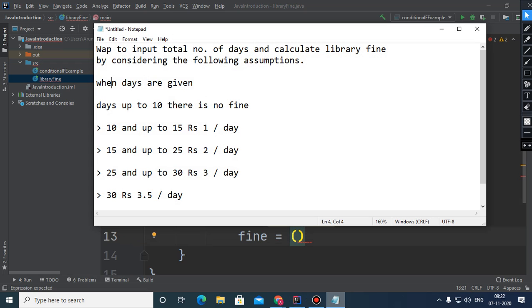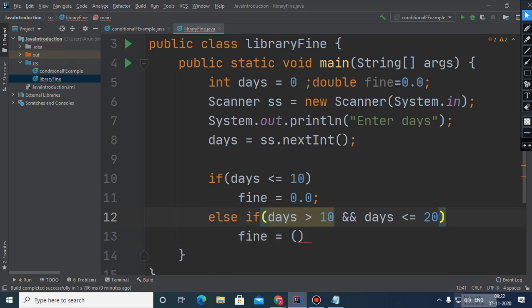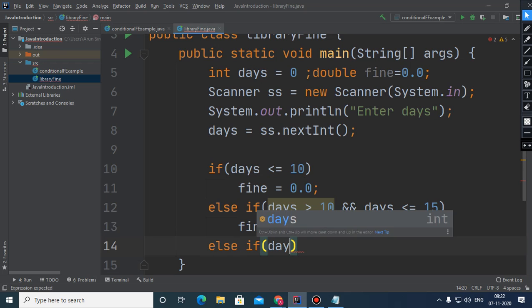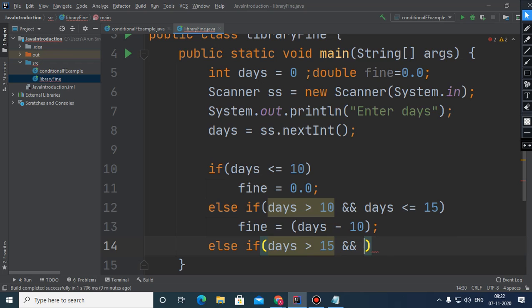It is not 10 to 20, it is 10 to 15. Then days minus 10 into 1 you need not to do. The rate is 1, but here simply you have to calculate because 10 days you have to exclude. Simply days minus 10. And else if days are more than 15 and days are less than or equals to 25.